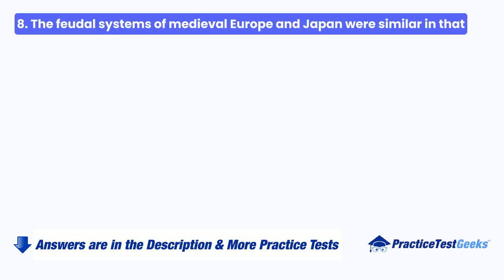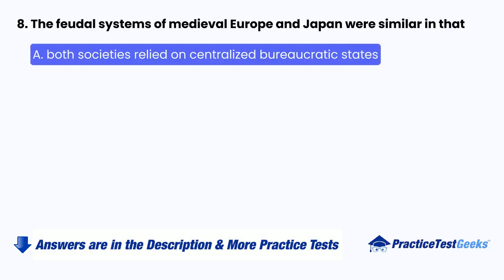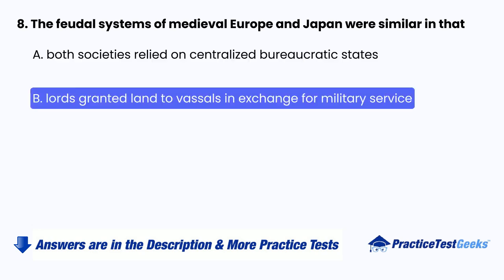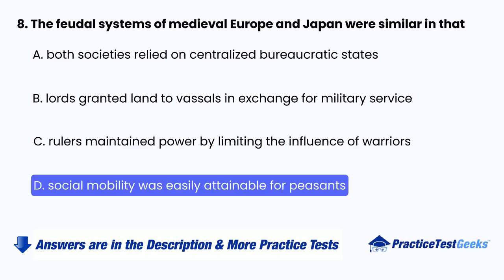8. The feudal systems of medieval Europe and Japan were similar in that: A. Both societies relied on centralized bureaucratic states. B. Lords granted land to vassals in exchange for military service. C. Rulers maintained power by limiting the influence of warriors. D. Social mobility was easily attainable for peasants.